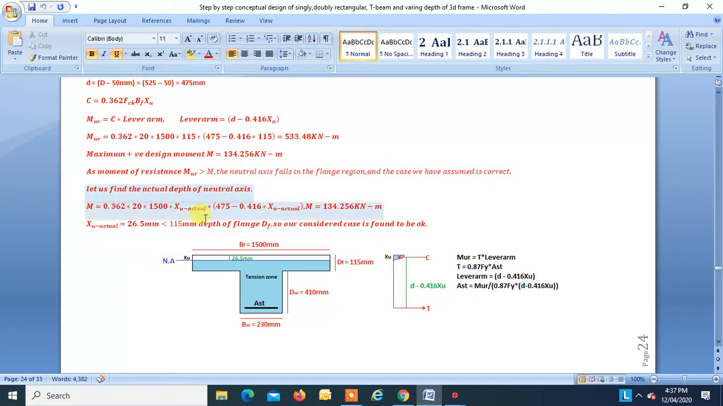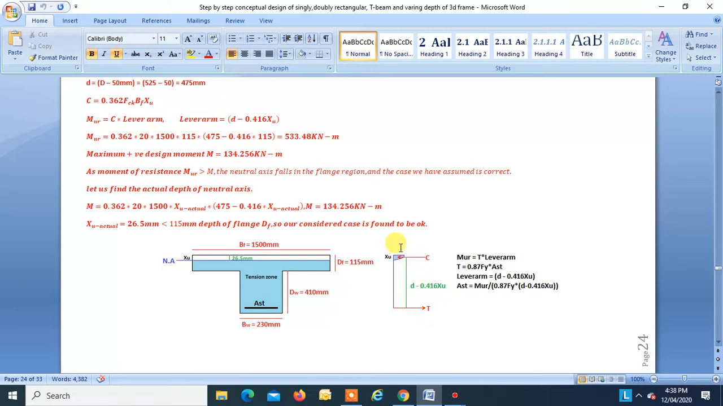Let us find the actual depth of neutral axis. We know our design moment is 134.25. Using this formula, C into lever arm, this is C, this is lever arm, we have to find XU actual. Solving this equation, we get XU actual is equal to 26.5 mm from the top. So this is 26.5 mm, that is the depth of our neutral axis XU.